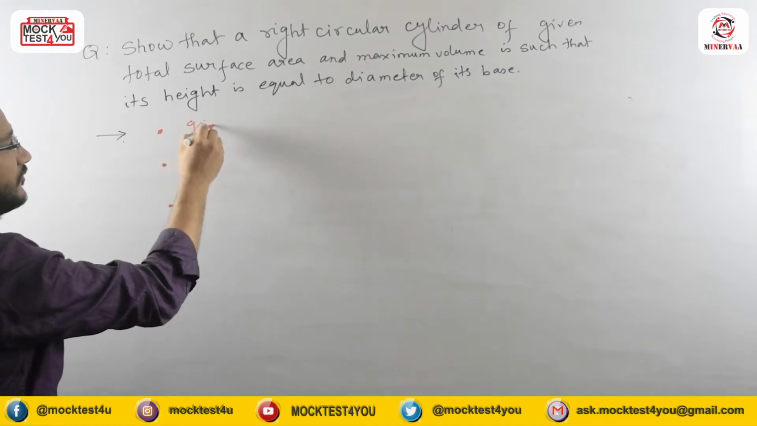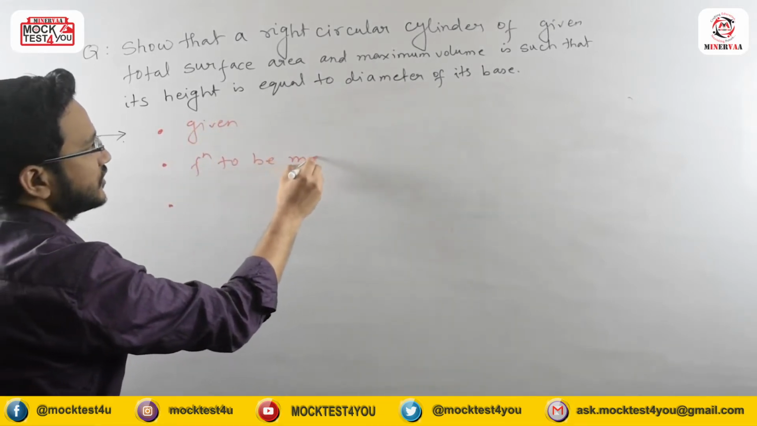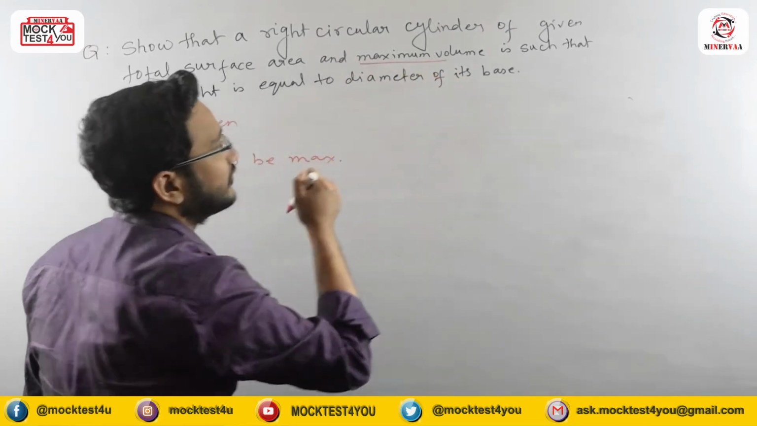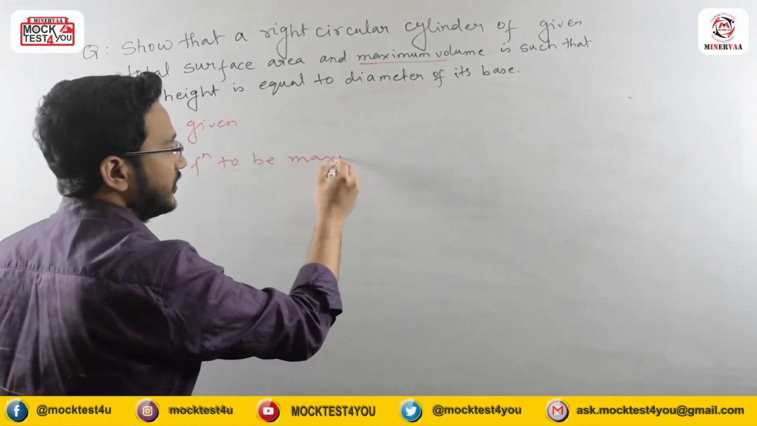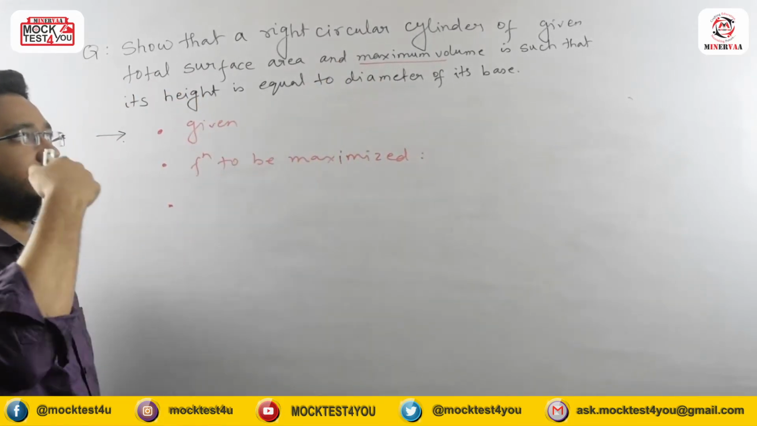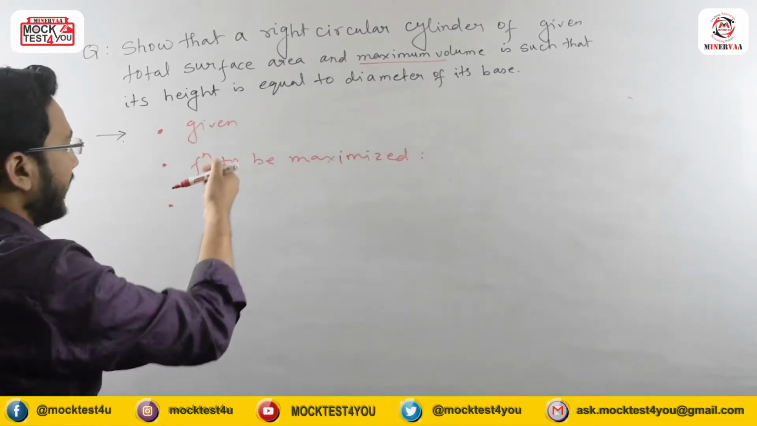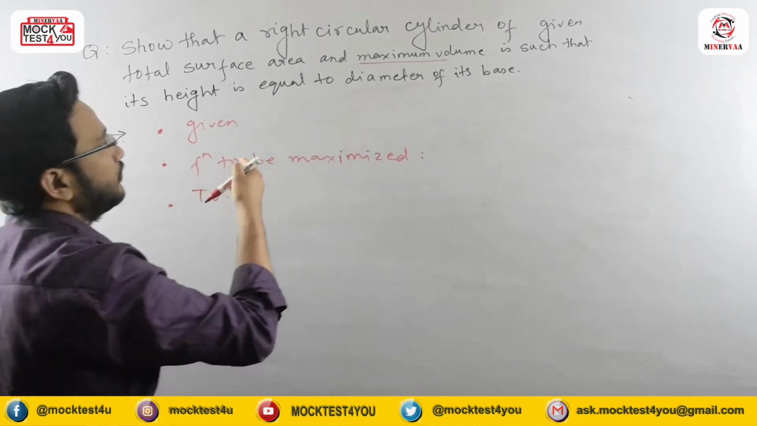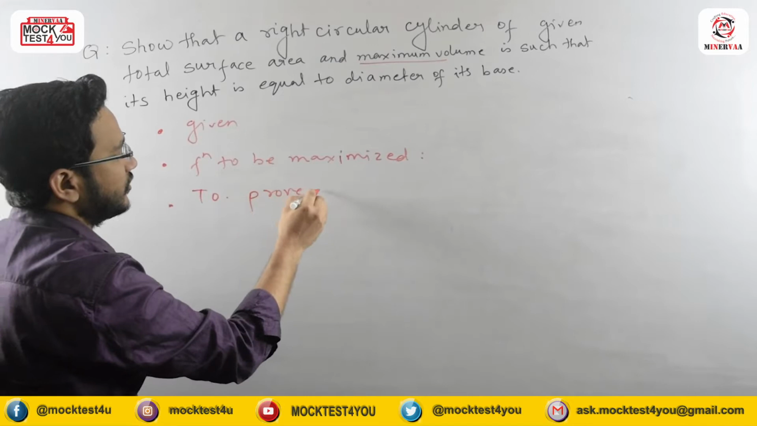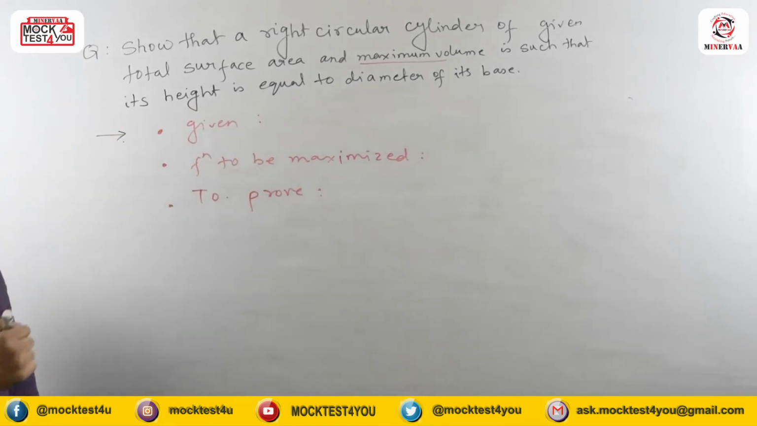What is given here? Function to be maximized or minimized. Here you have to maximize the volume, so it should be maximized. If it is like find the least volume and so on, then you have to minimize the function. And here you have to prove something: its height is equal to the diameter of the base. So let's find out these 3 things here.